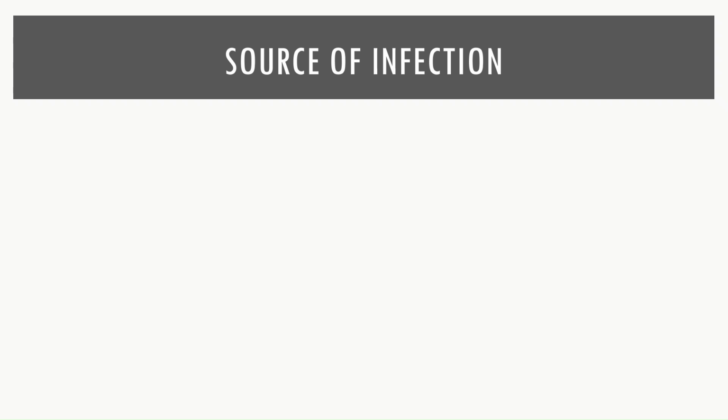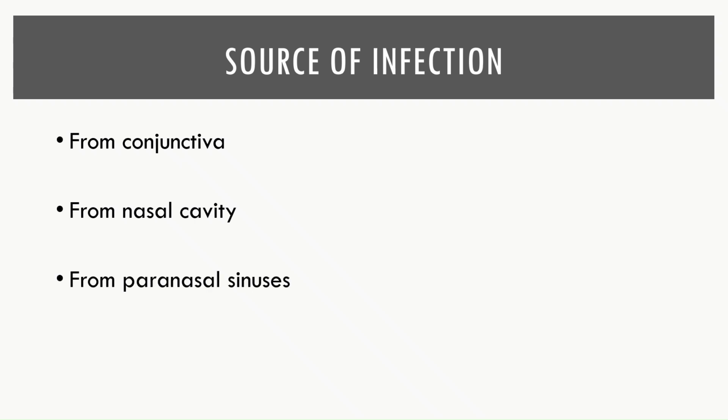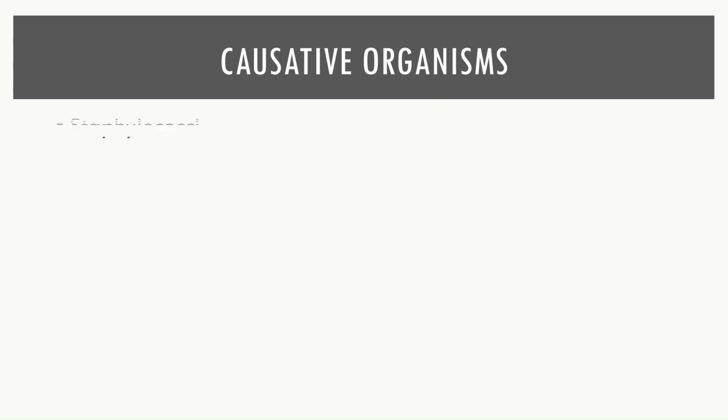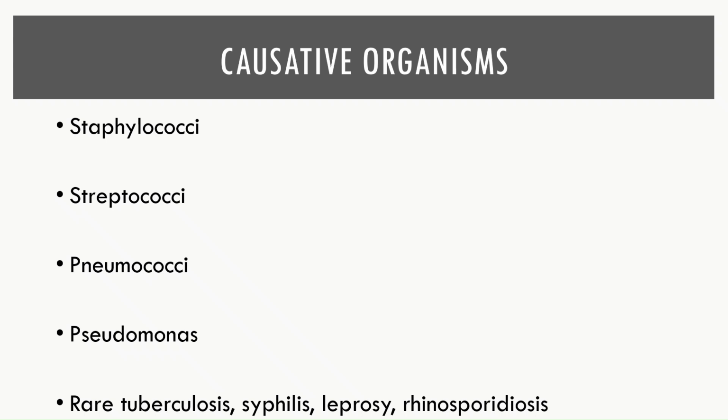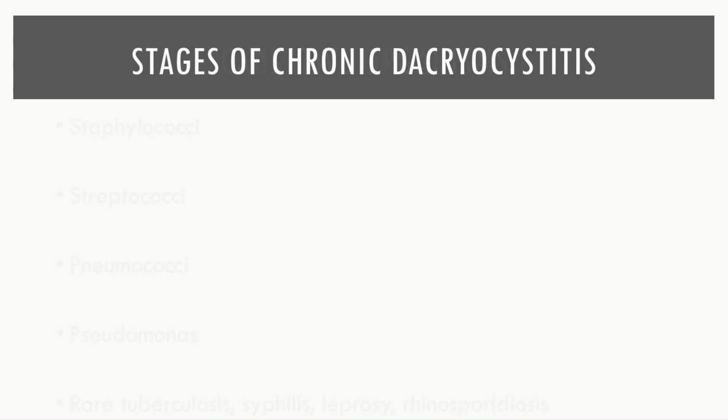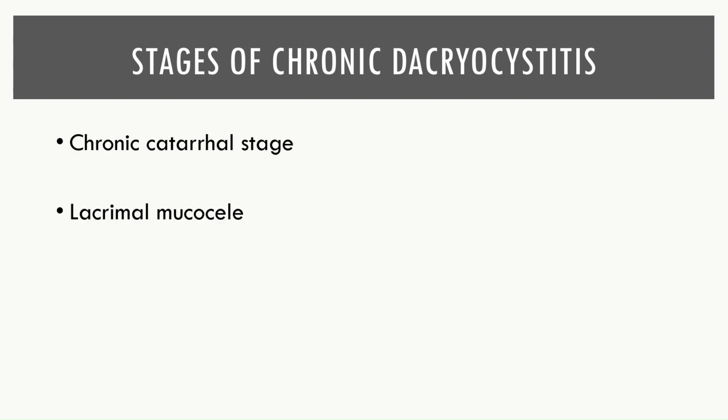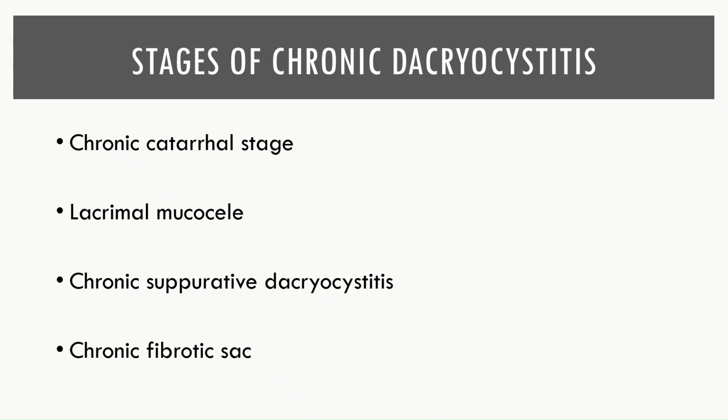Infection of the lacrimal sac may originate from the conjunctiva, nasal cavity, or paranasal sinuses. Common organisms include staphylococci, streptococci, pneumococci, pseudomonas, and rarely granulomatous infections may also cause dacryocystitis. Chronic dacryocystitis progresses through 4 stages: the chronic catarrhal stage, stage of lacrimal mucocele, chronic suppurative dacryocystitis, and chronic fibrotic sac.